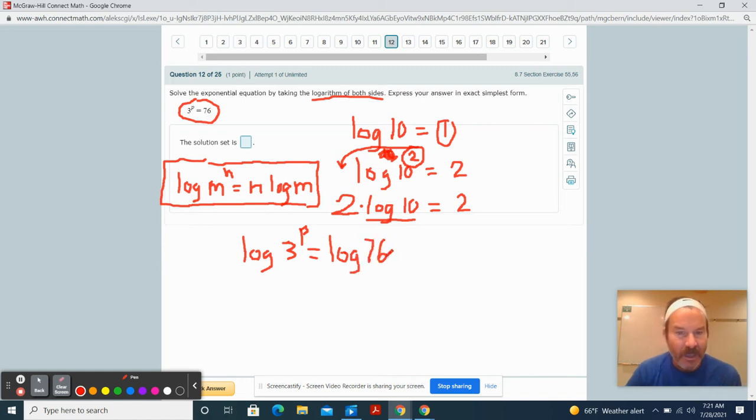Okay. So now we use the power property because we have to solve for this variable, and the variable is an exponent. And it's really difficult to solve for an exponent unless you take the exponent and move it out in front. So we're going to put the p in front of the log 3. So that just means this is p times log 3. And this still equals log of 76.